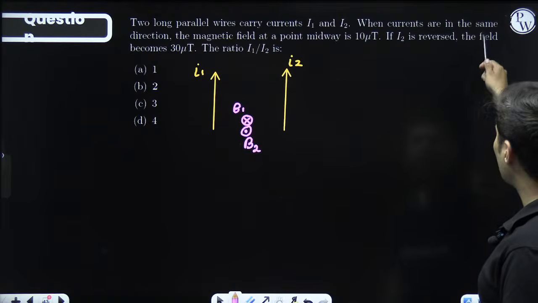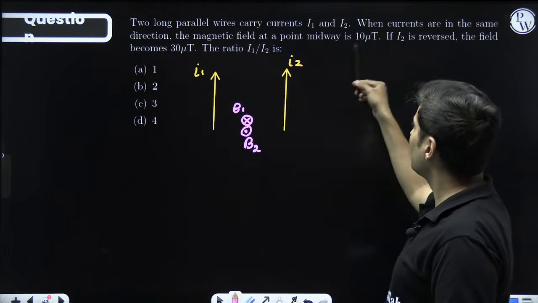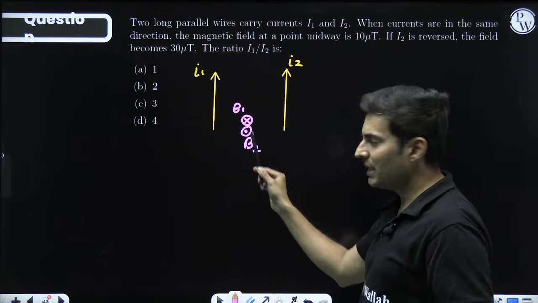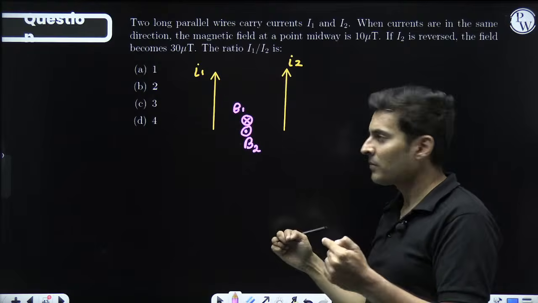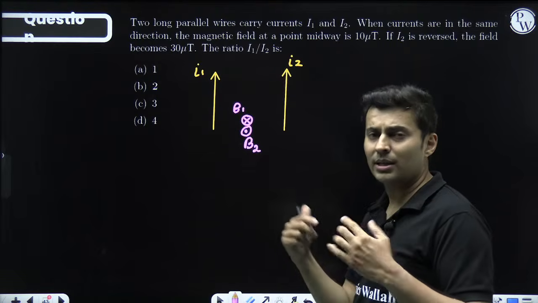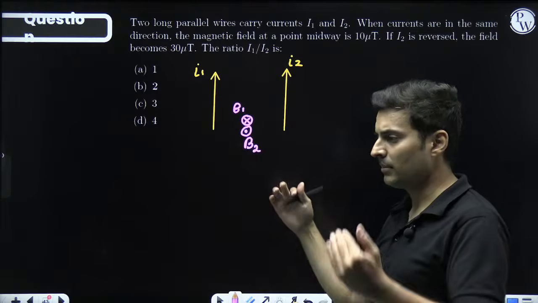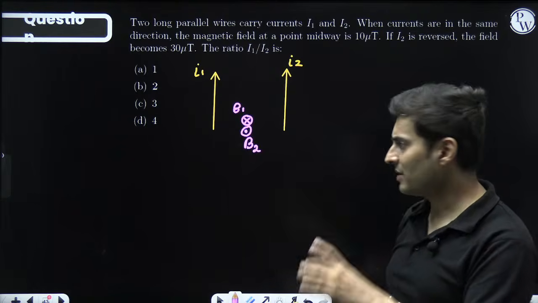So that is why probably when the directions are same, the magnetic field in the middle is less, because these fields are opposite to each other. Currents are not same, that's why they are not perfectly cancelling. But yes, they are partially cancelling and you are getting a less field.